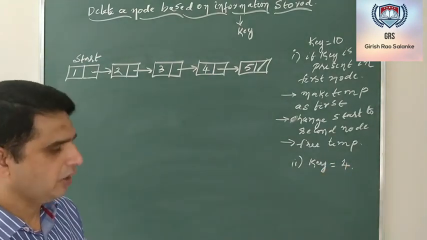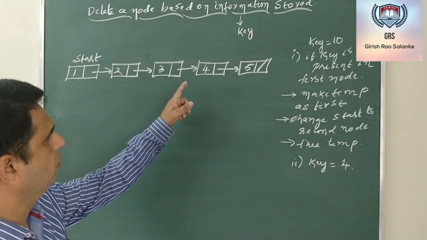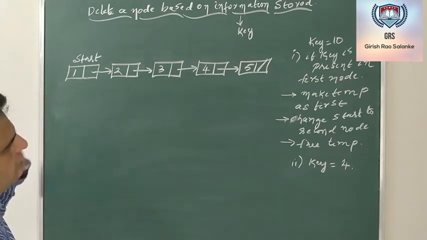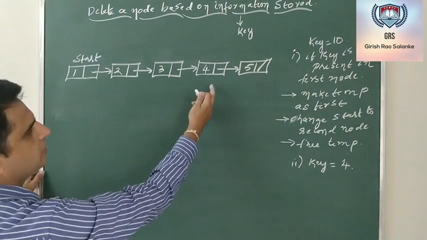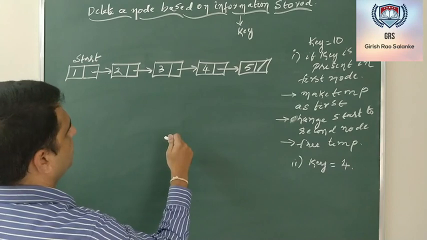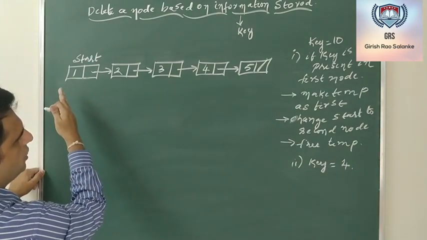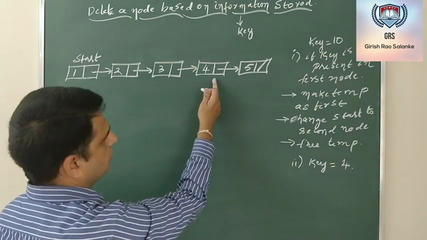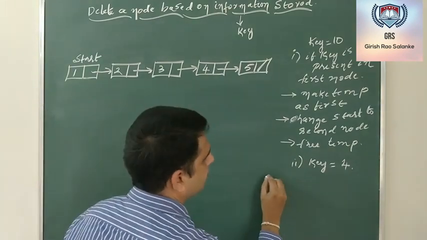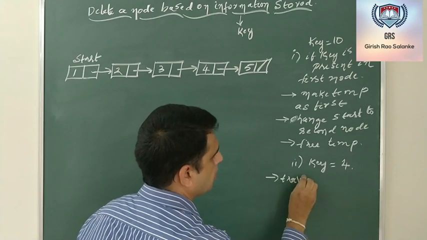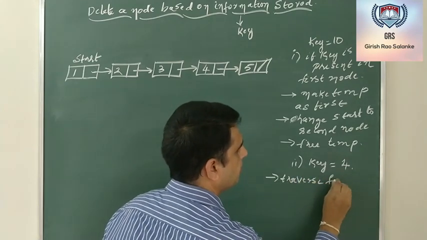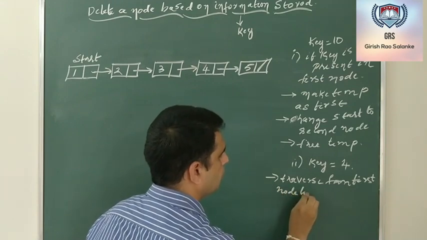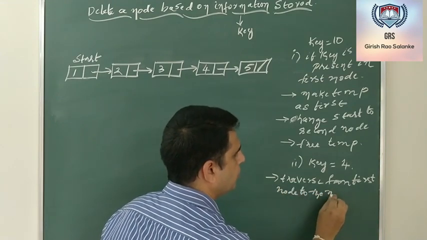fourth node. Now what are we supposed to do, in case I want to delete a node wherein the information is stored in the fourth node? I know the address of my first node, so to delete this particular node, I should somehow traverse from the first node to the node to be deleted. So the first step is: traverse from the first node to the node to be deleted.